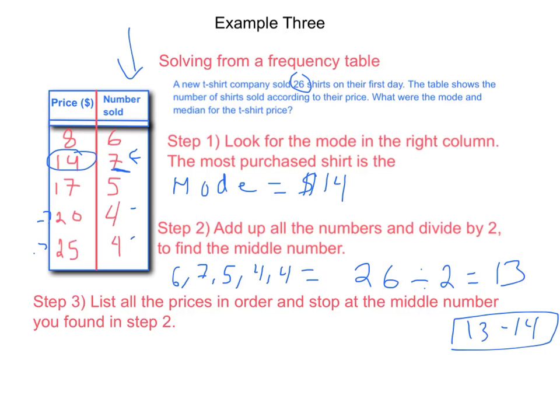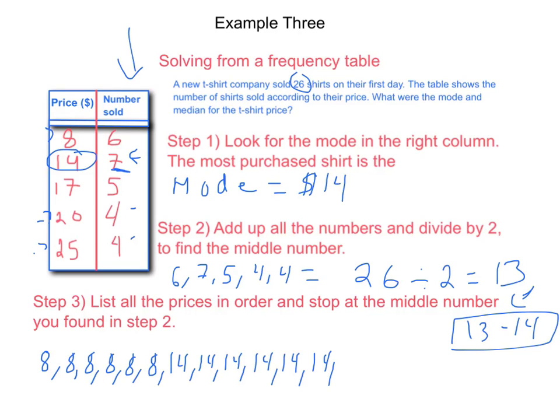So we need to list all the prices in order and stop at this number right in here. So if we start at the very bottom, okay, the lowest price is 8. So that shirt was sold 6 times. So we're going to go 8, 8, 8, 8, 8, and 8 because it sold 6 times. That $14 shirt sold 7 times, so 14, 14, 14, 14, 14, 14, and 1 more, 14. Now we're already up to 1, 2, 3, 4, 5, 6, 7, 8, 9, 10, 11, 12.